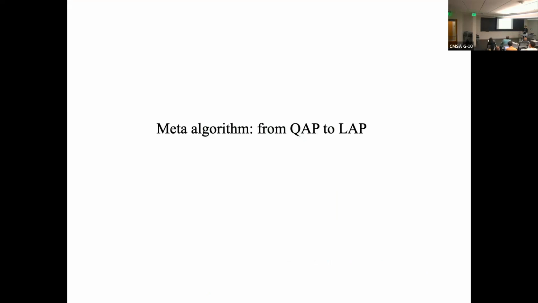Okay, so let me describe maybe in two stages the ideas that construct these algorithms. The first idea is very high level. So the meta algorithm would be, I want to convert my problem from quadratic assignment to linear assignment. So quadratic assignment is hard, linear assignment is easy. And this conversion is achieved by the following. It's not a reduction per se. Of course, it's just a recipe for coming up with the algorithm.